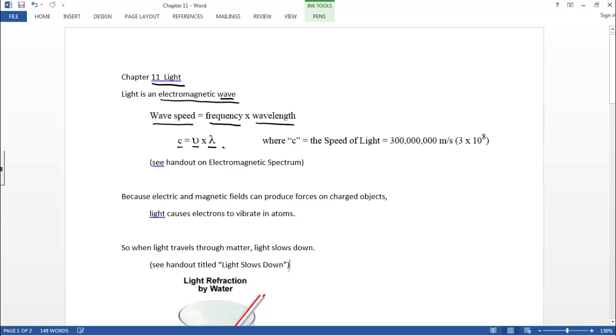And the speed of light is known. It's symbolized with the letter c. The speed of light is equal to about 300 million meters per second.